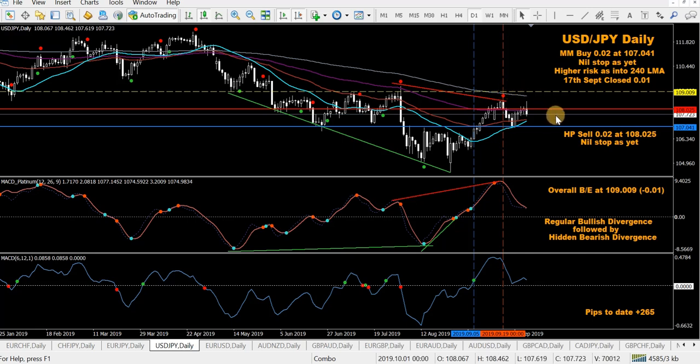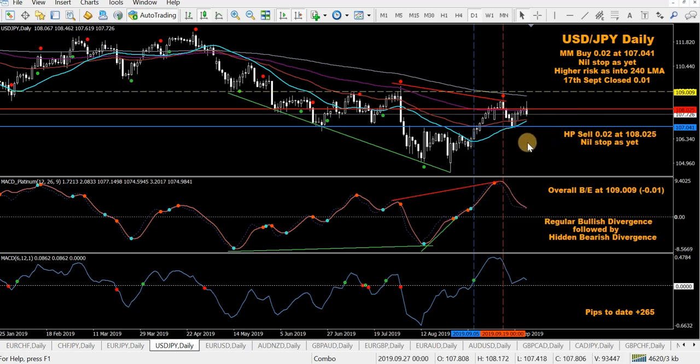That's my overall break even. So I'm well and truly, and because it's negative, price is below it, so that's good. I'm in positive overall at the moment, which is great. And yeah, it sort of went up and bounced back, so it's good. Just wait and see what this HP sell does.